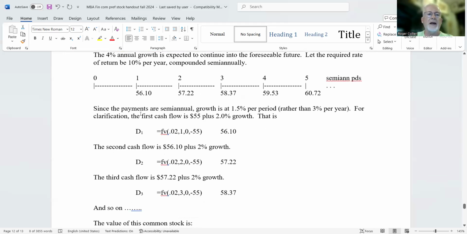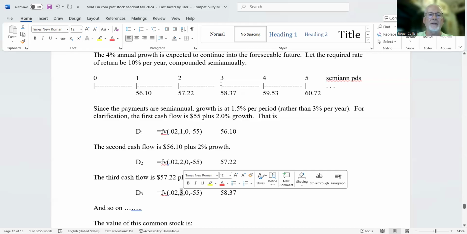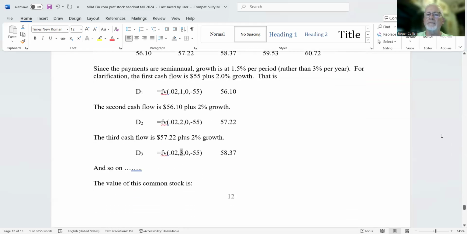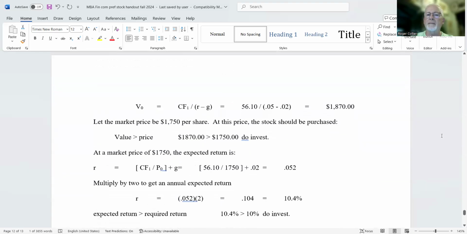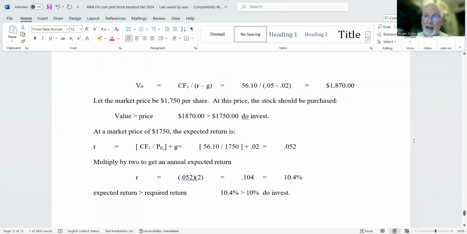Right? So here's the timeline, and you can see there's the 5610. If I do the same calculation, pardon me, only for 2 periods, then I get 5722, and there it is. 3 periods, I get 5837. There it is, and so on and so on and so on. Okay, so now we've turned D0 into D1. We can plug it right into the formula. There it is, 5610.